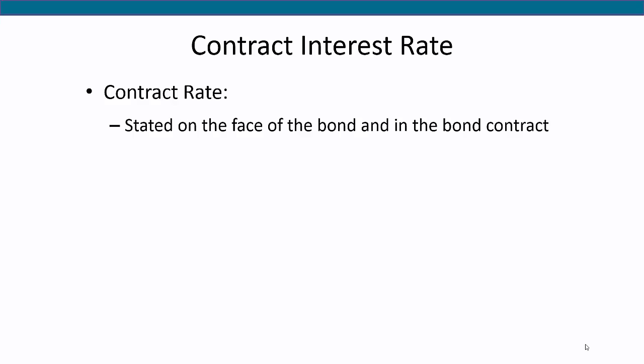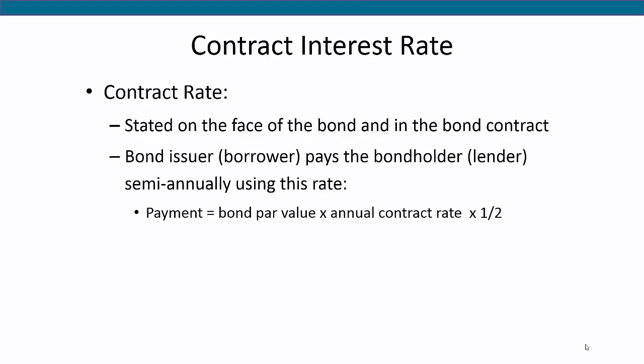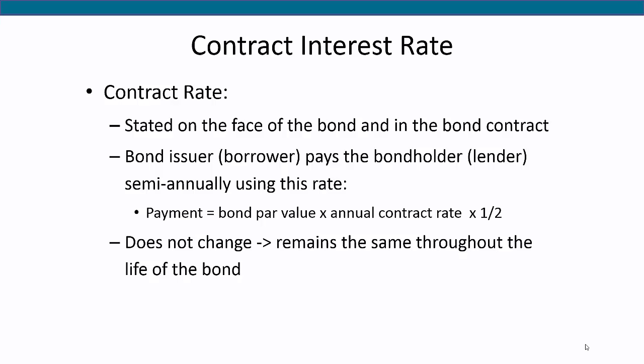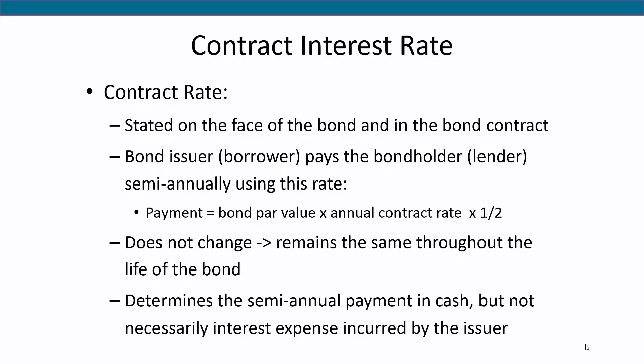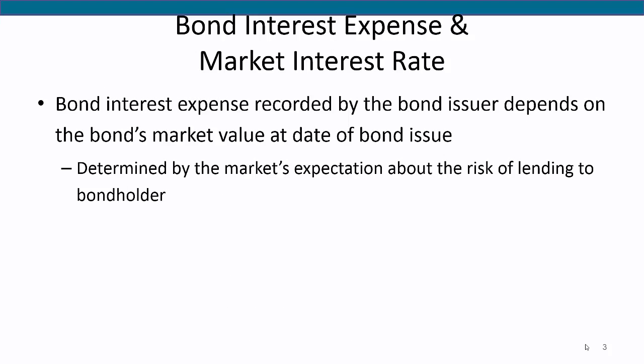As we've discussed so far, the contract interest rate is the rate stated on the face of the bond. It is the rate that is used to calculate the semi-annual payments made by the borrower, the bond issuer, to the lender, who is the bondholder. The payment is calculated by multiplying the par value of the bond times the annual contract rate and dividing by 2. This rate does not change, and although it sets the semi-annual payments to be made in cash, it does not necessarily determine the bond interest expense incurred by the borrower. So let's explore the impact of market interest rates on the next couple slides.